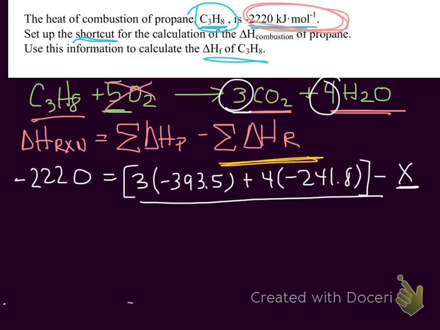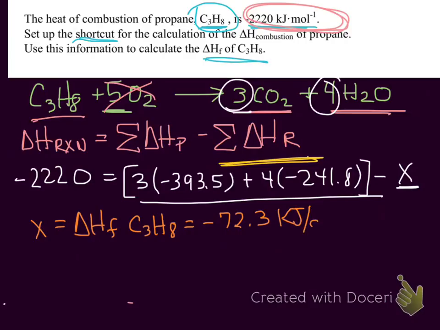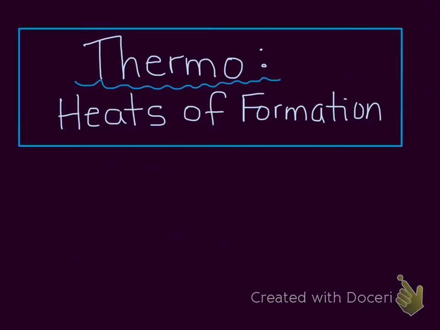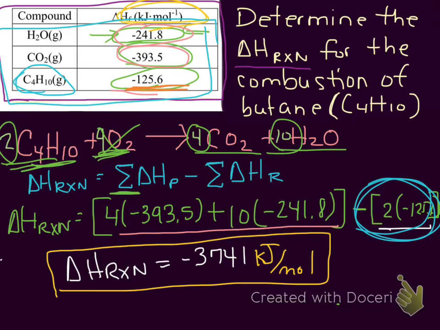Okay, so the value that you get for the x, which is defined as the heat of formation for the C3H8, is equal to negative 72.3 kilojoules per mole. Okay, and so this would be your final answer. And this would make sense because if you look here, oops, I went back too far. This is a much bigger value, right? Because this has more bonds. So as it forms, it would release more energy.